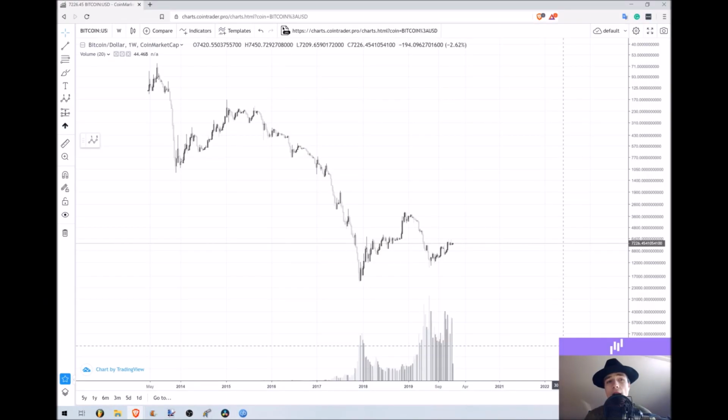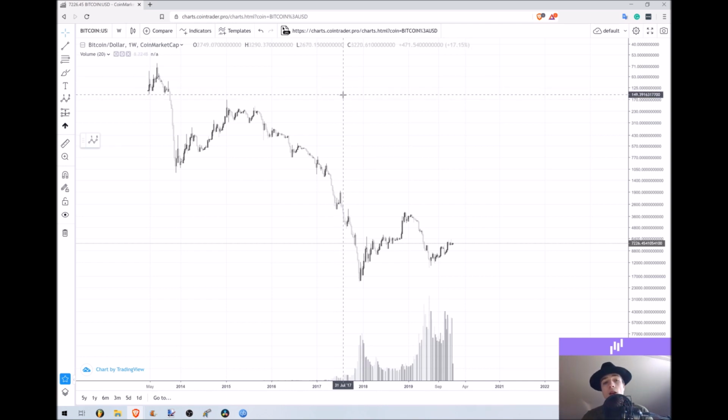Okay, so I'm on Bitcoin versus the dollar. This is TradingView, the platform, but it's pulling data from coinmarketcap.com. So the website to do this is charts.cointrader.pro.